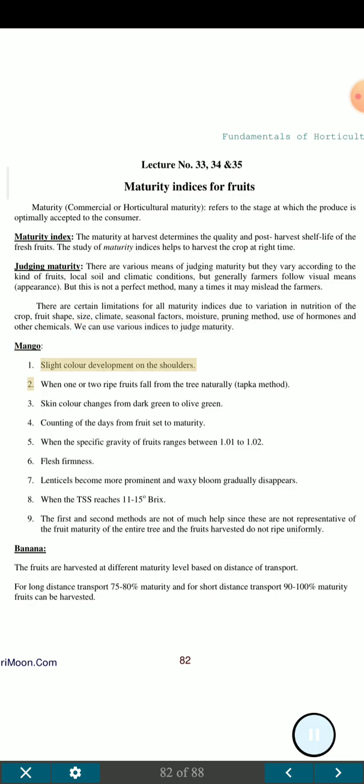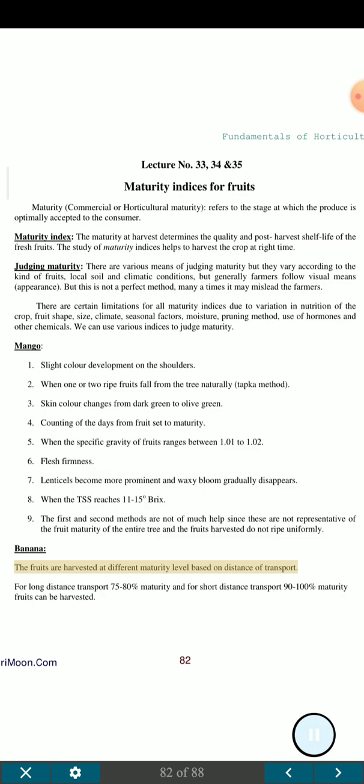Mango. 1. Slight color development on the shoulders. 2. When 1 or 2 ripe fruits fall from the tree naturally, Tapka method. 3. Skin color changes from dark green to olive green. 4. Counting of the days from fruit set to maturity. 5. When the specific gravity of fruits ranges between 1.01 to 1.02. 6. Flesh firmness. 7. Lenticels become more prominent and waxy bloom gradually disappears. 8. When the TSS reaches 11 to 15 °Brix. 9. The first and second methods are not of much help since these are not representative of the fruit maturity of the entire tree and the fruits harvested do not ripen uniformly.